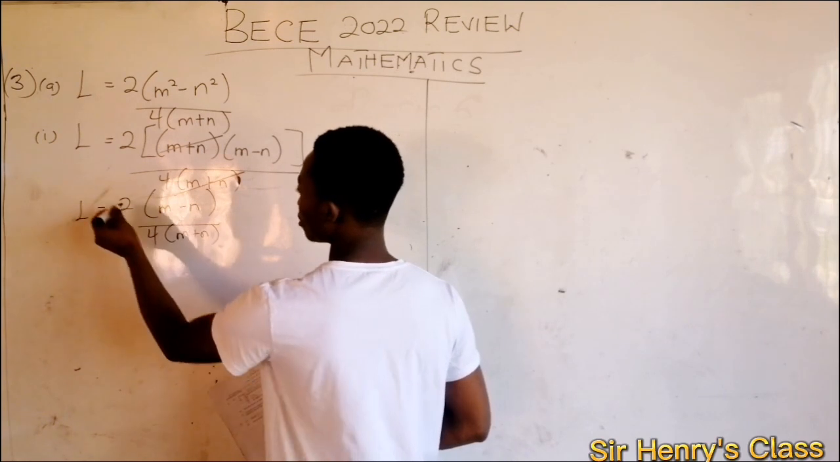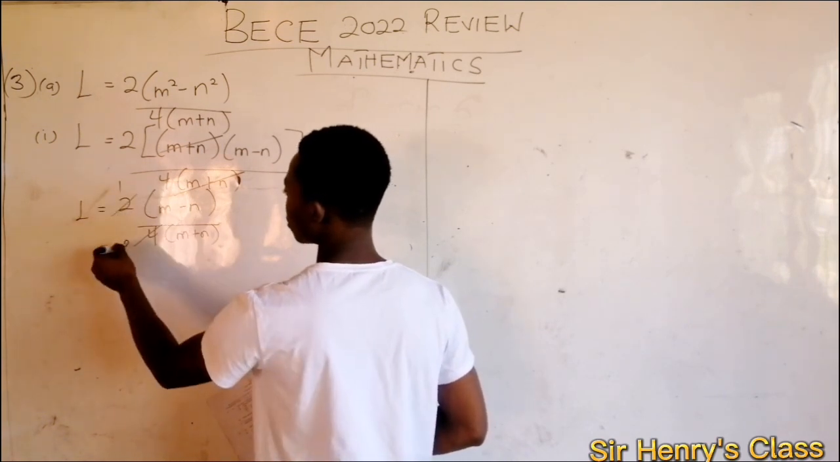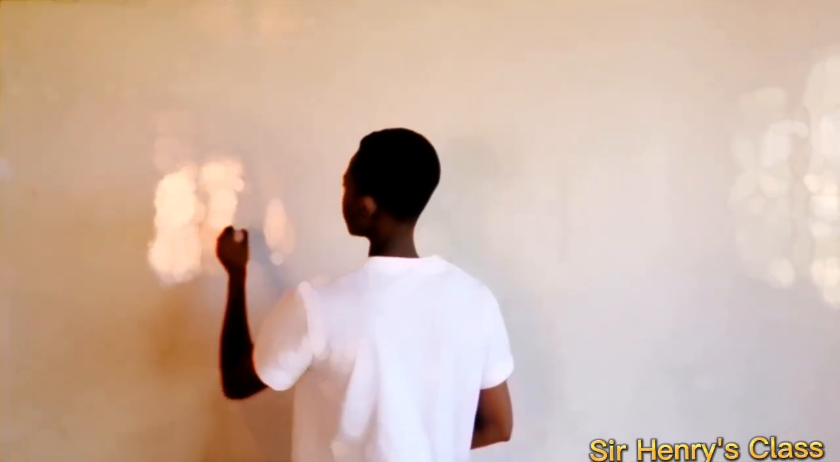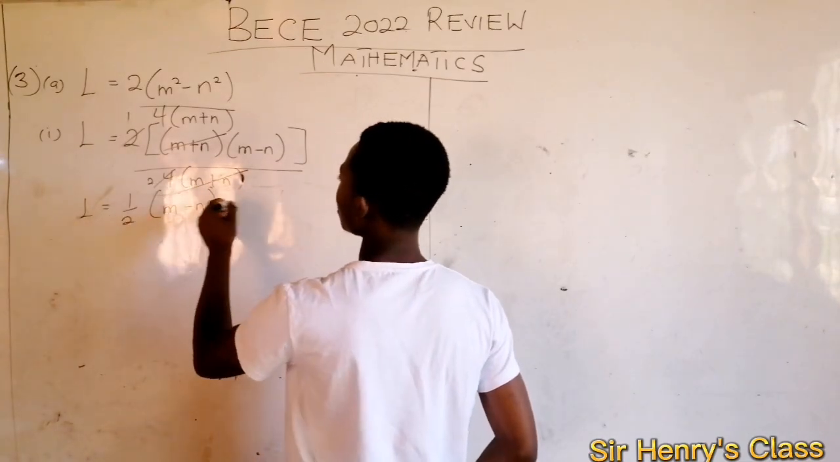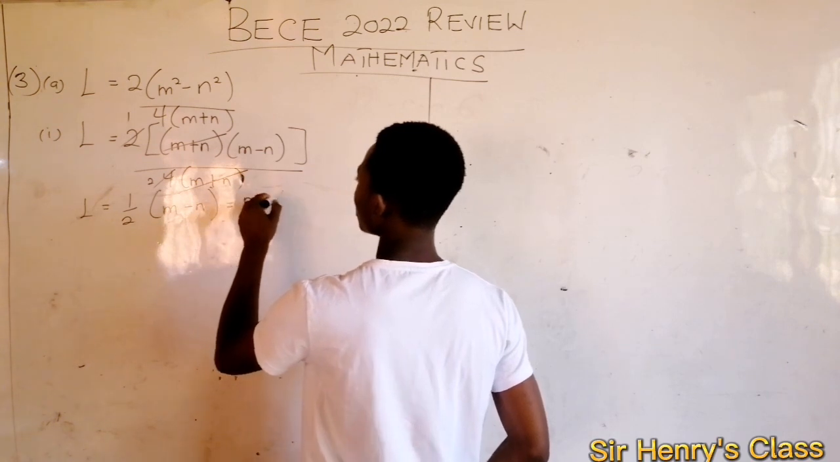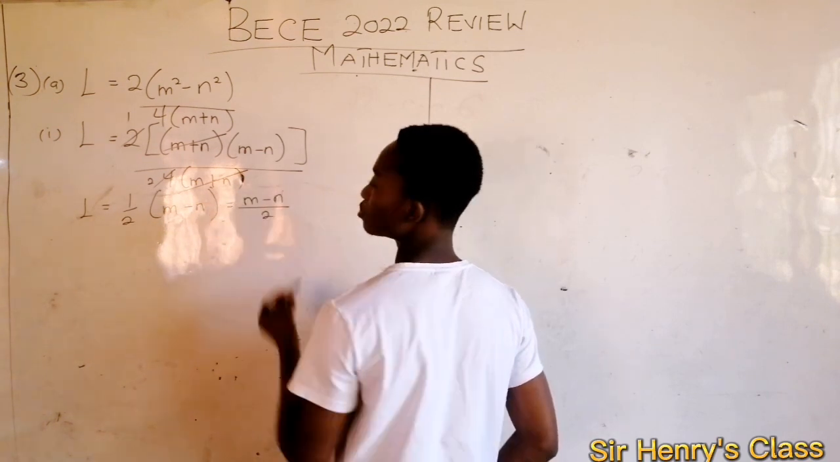So 2 into 4 gives 2, and 1 over 2 is half. The m plus n cancels. So we can simplify this to be m minus n all over 2.